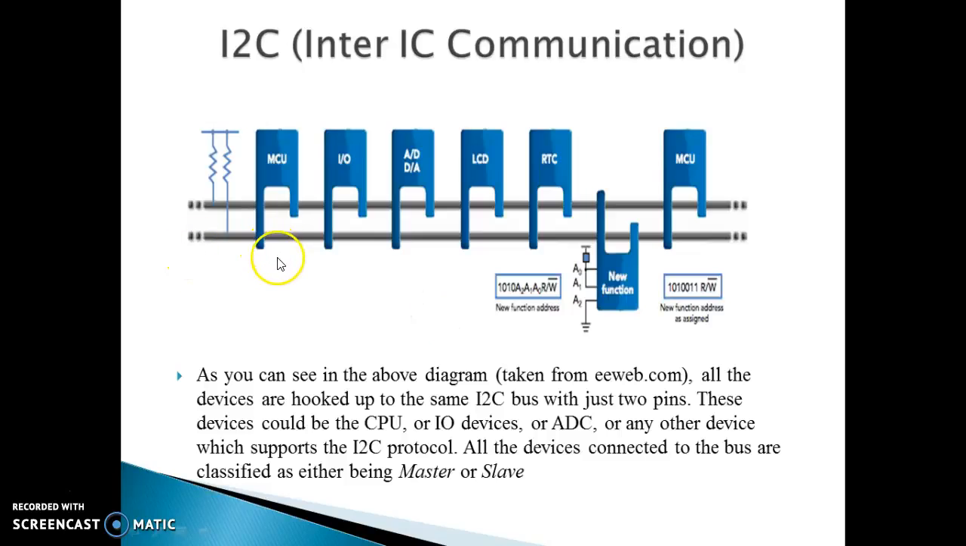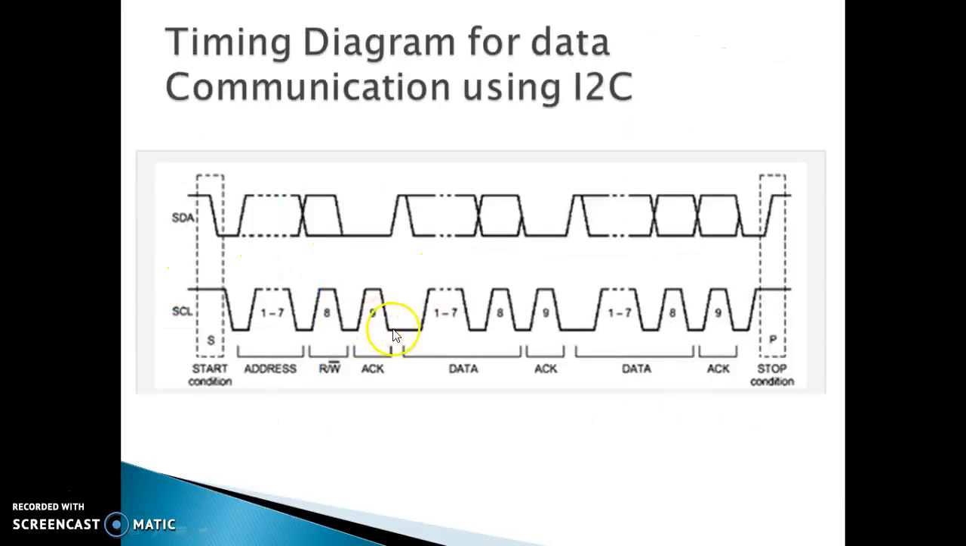The D2A converter will acknowledge the microcontroller by keeping the SDA line low for 1 clock pulse. So the SDA line is low, and that is the acknowledgement from the D2A converter. Next, the microcontroller will send data. For every clock pulse, for 7 clock pulses, each bit of data is sent.